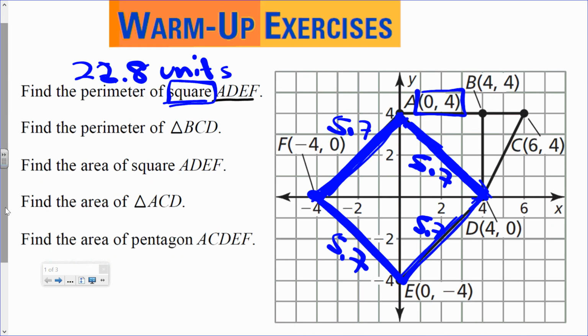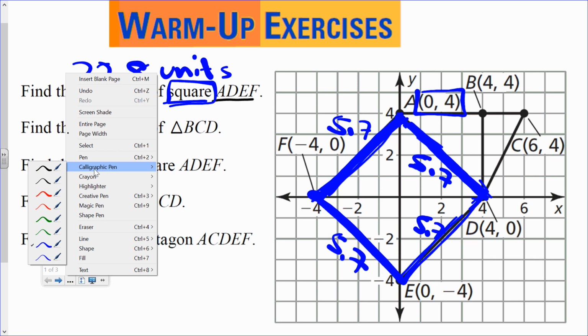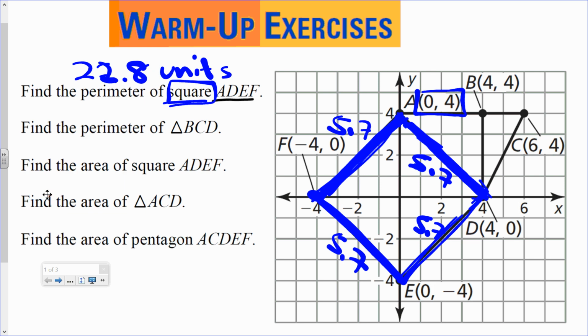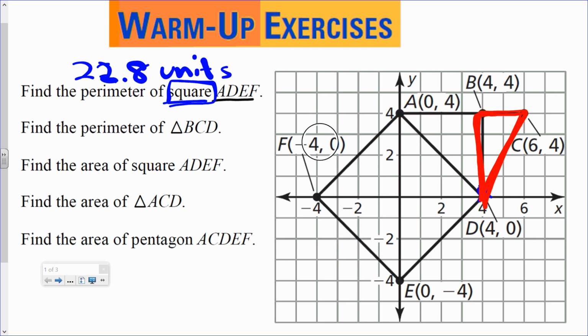Perimeter. A. Let's go triangle BCD. Here we go. I'm going to go red in this one. BCD. This one should be easier, you guys. So it's going to be all right.